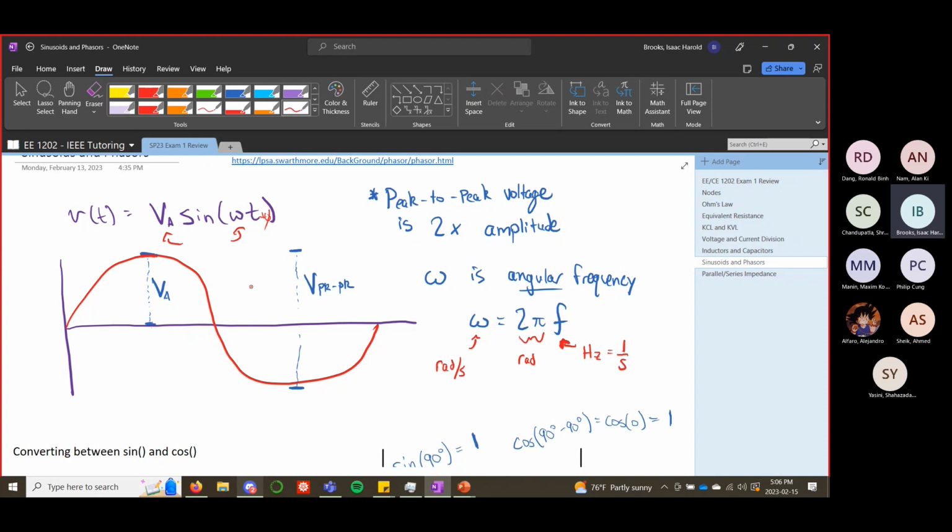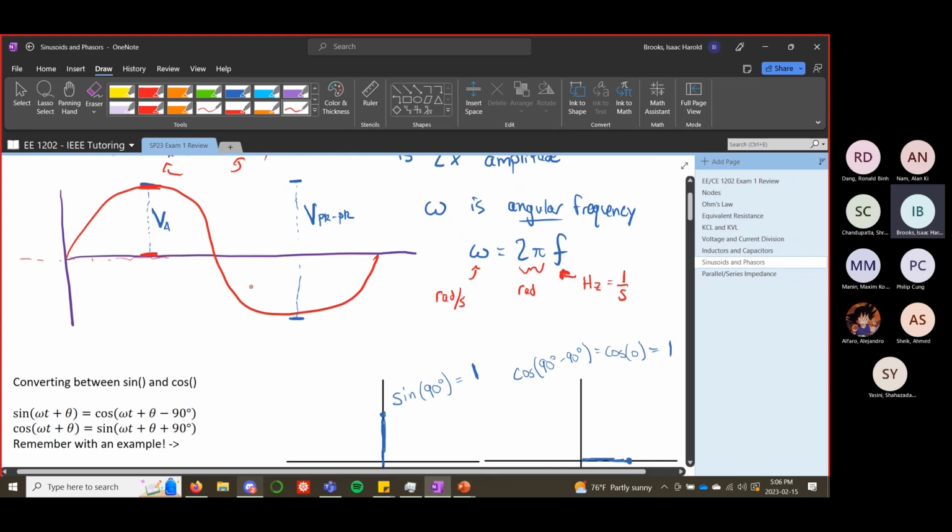But one thing that's important to note is there's a difference between the magnitude or the amplitude of a function and the peak to peak of a function. If it's centered at zero, the peak to peak is the top minus the bottom, which is going to be 2 times the amplitude of the oscillation.